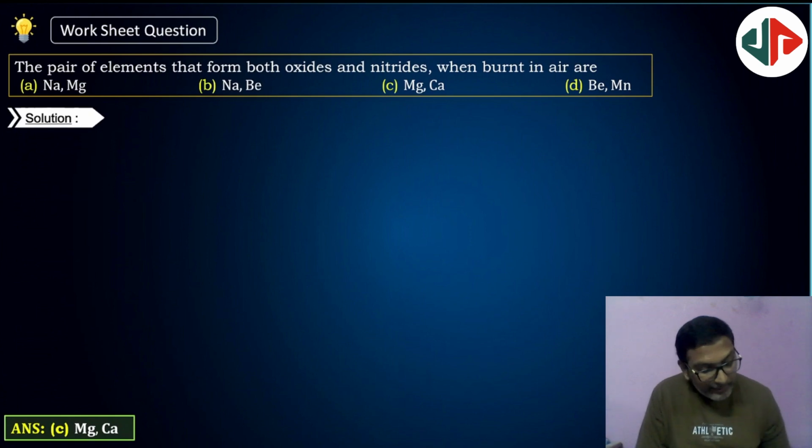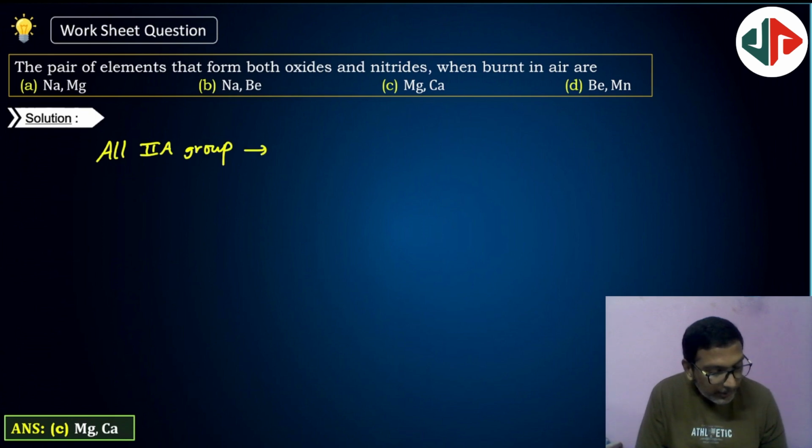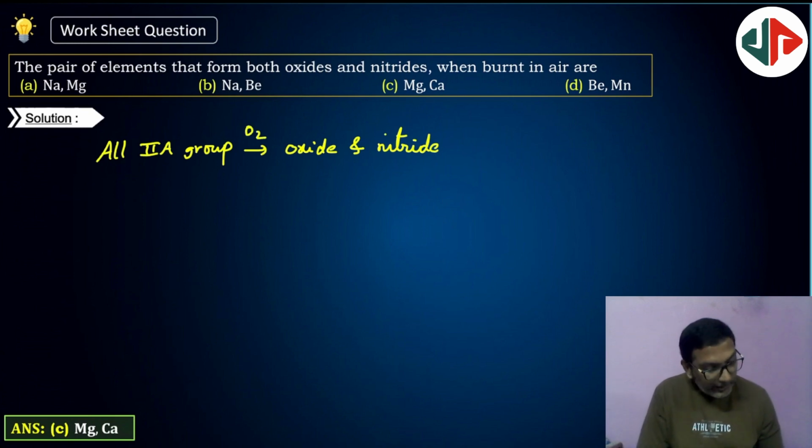the pair of elements which can form both oxides and nitrides when burnt with air. That means all second A group elements can form oxide and nitride on reaction with O2. Here magnesium and calcium are present.